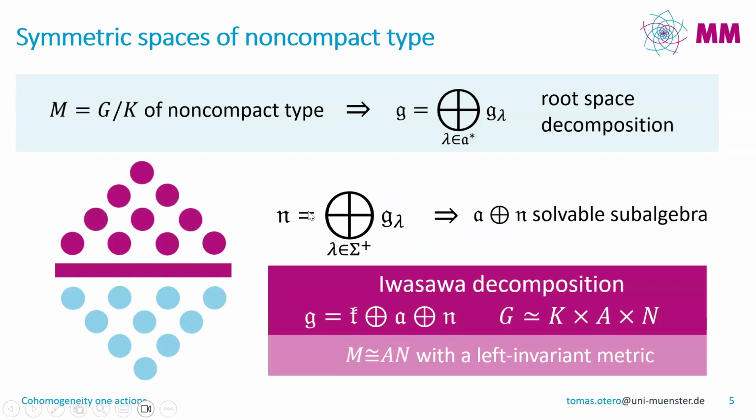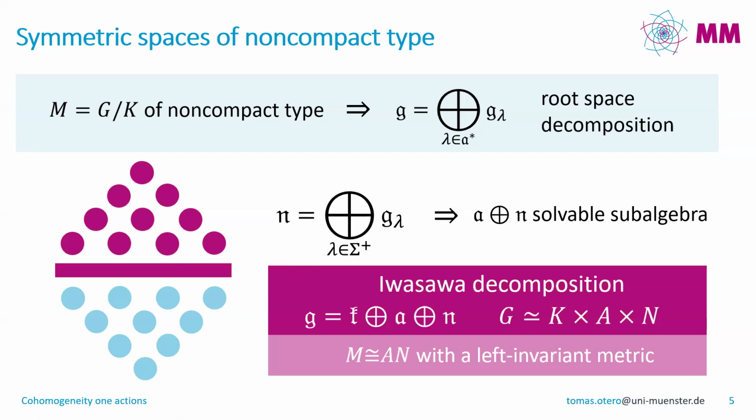In particular, if we take n to be the sum of all root spaces corresponding to positive roots, since we can only go up the pyramid, this is a nilpotent subalgebra. And since taking brackets with A preserves root spaces, A plus n is a solvable subalgebra of G.